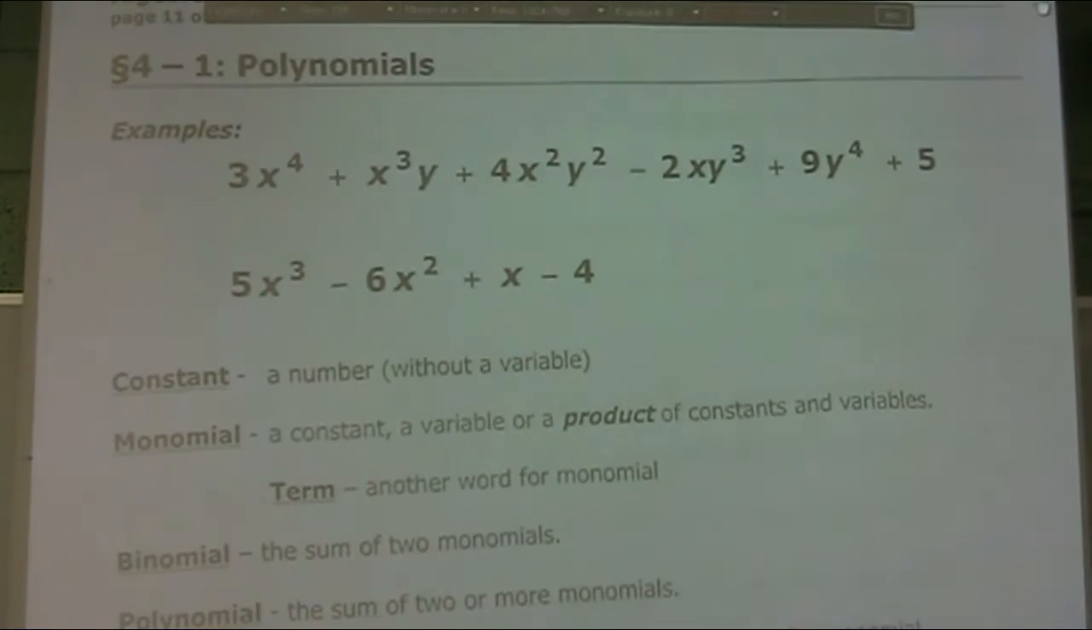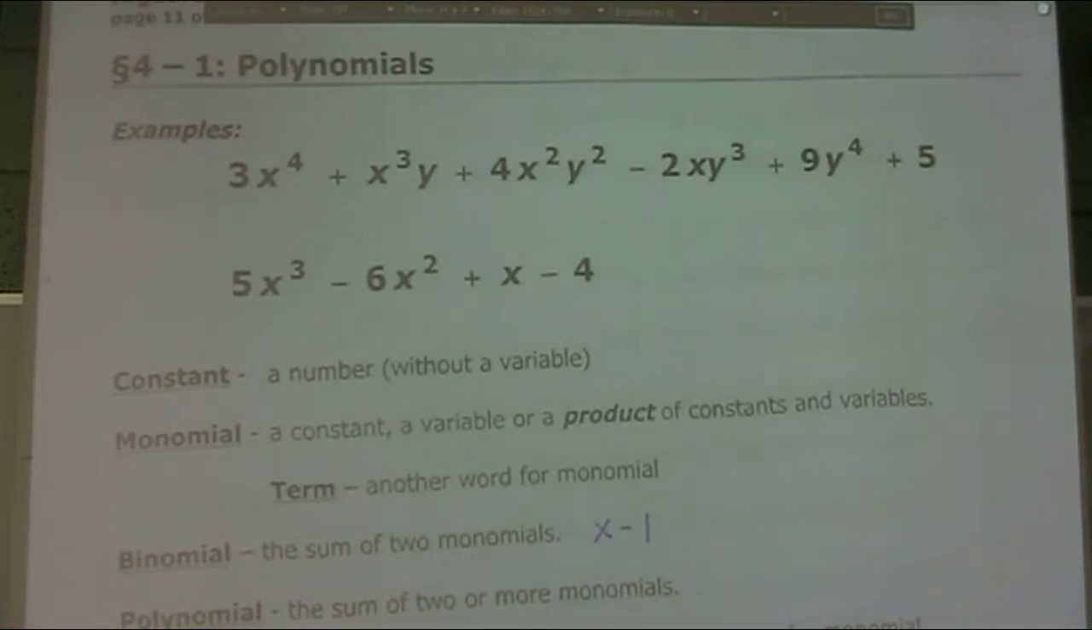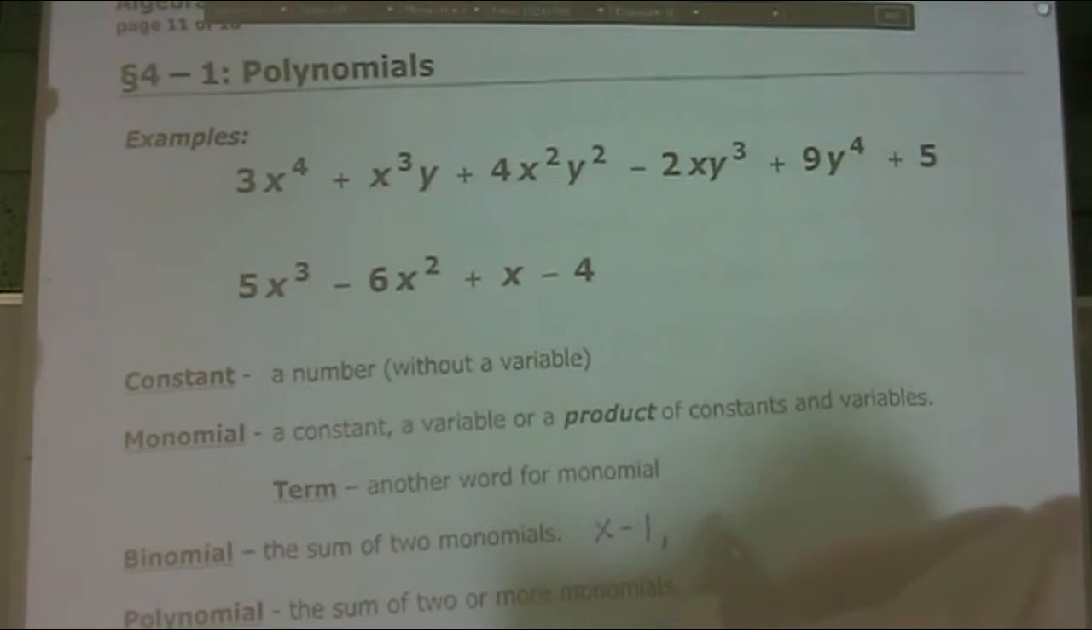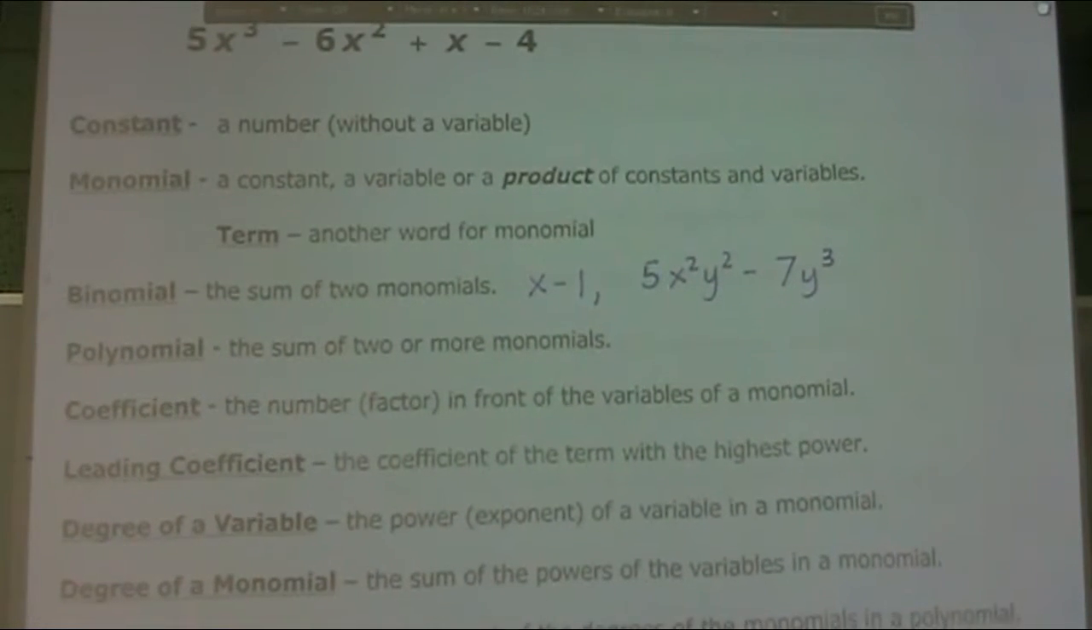So a binomial is the sum of strictly two monomials. So if I have two monomials added or subtracted, that's a binomial. So I can have a binomial that's as simple as this: x minus 1. That's a very simple binomial. Now I could also have one that is not simple, such as this: 5x squared y squared minus, let's say, 7y to the third. That's a very complex binomial compared to x minus 1.